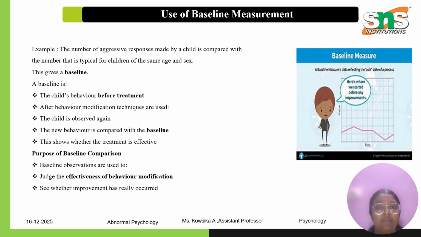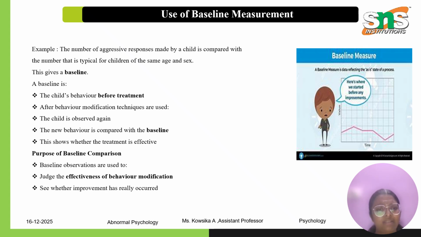The child's behavior is observed before the treatment and after the treatment. After behavior modification techniques are used, the child is observed again. The new behavior is compared with the baseline: before the treatment how they behaved and now how they are behaving. This shows whether the treatment is effective. Using scales or behavior checklists, we can observe this before and after therapies or assessments.